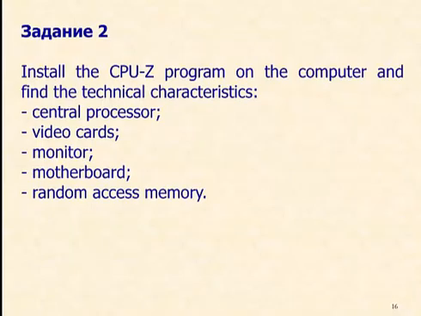And here you can see task 2. Please install the special program which can show you information about the processor. The name of this program is CPU-Z. And you can find the technical characteristics of the central processor, video cards, monitor, motherboard, and random access memory.